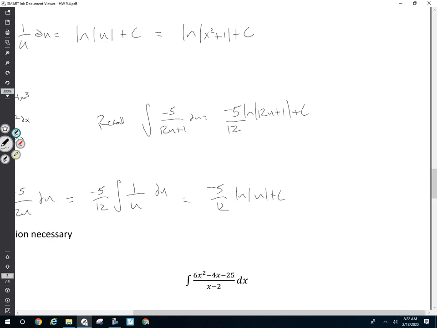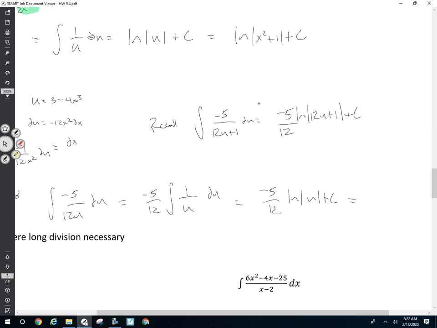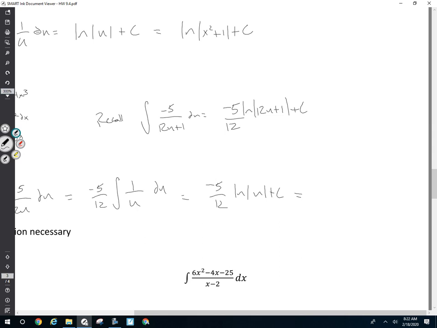But you could have found the answer and it could have had a 12 inside here as long as it had a 12 outside. It's a little bit confusing. Don't let it confuse you. Just like if it's not an ax plus b, if it's just an ax, you could just pull it out. Got 3 minus 4x cubed as u, so this is negative 5/12 log of 3 minus 4x cubed.